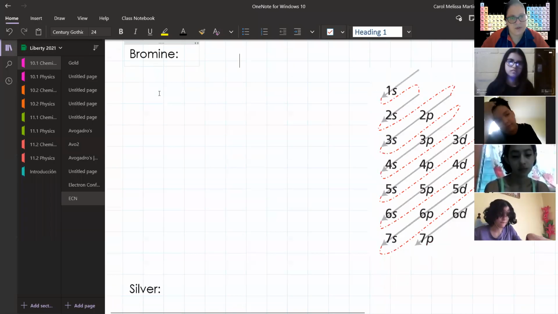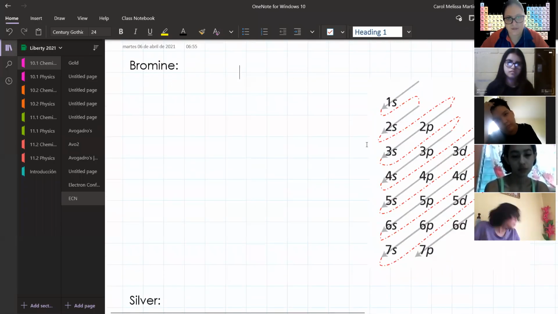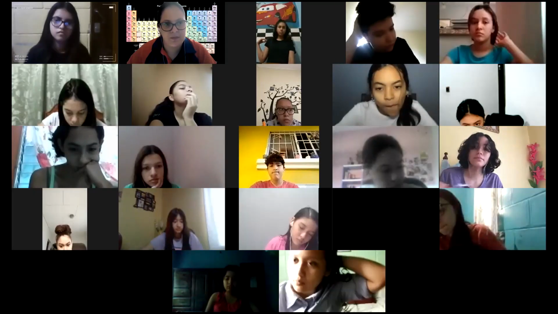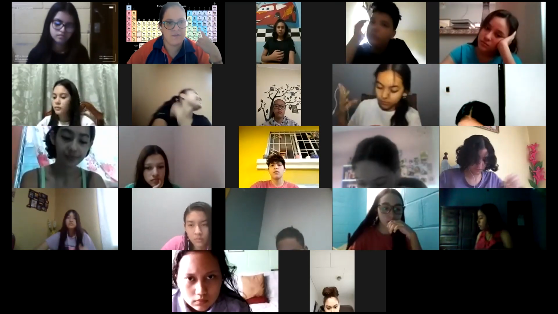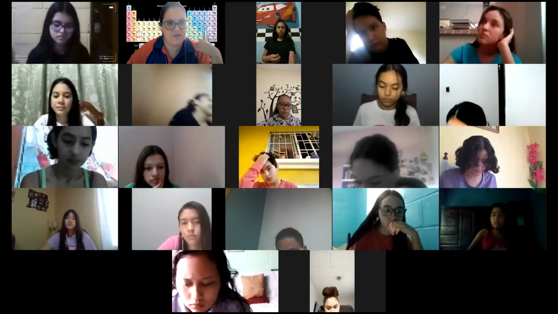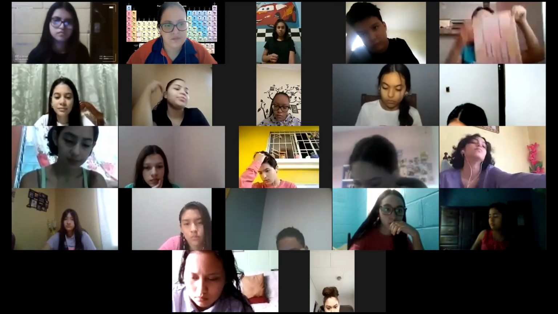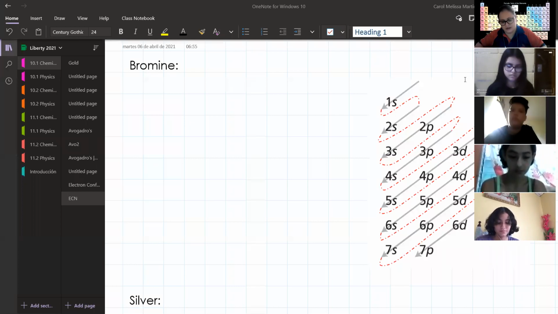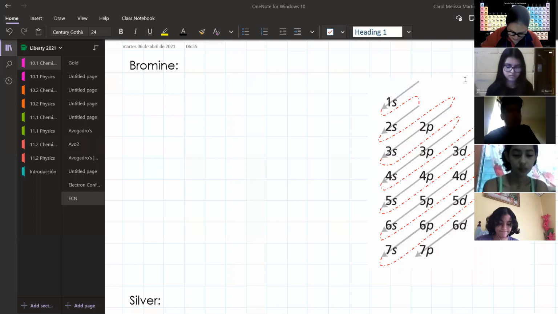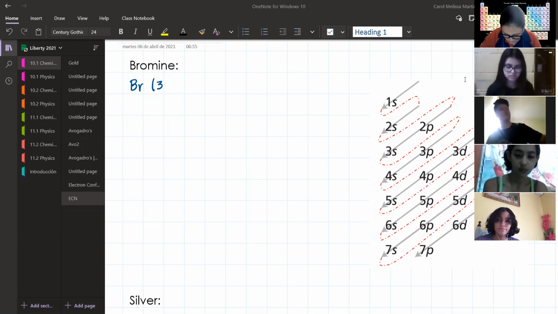We're going to work with the element bromine and the element silver. As you can see, bromine is right there, number 35 in this side of the periodic table. So what do we have to do in the first place? As I told you the other day, we need to focus on what we can find in that periodic table. So bromine is, the symbol matters. The symbol is Br and the atomic number is 35.